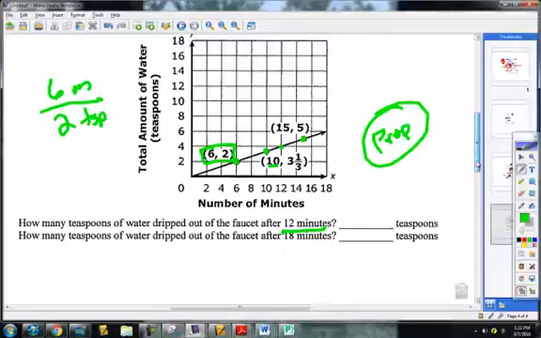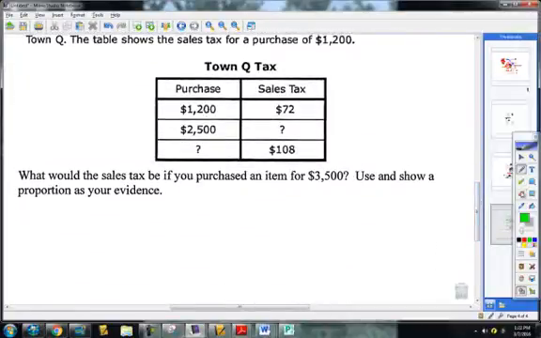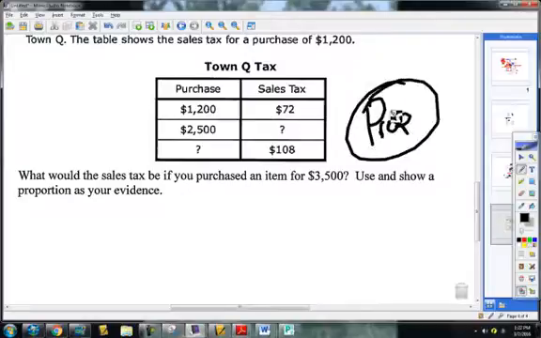But proportions, I always encourage people to use proportions. Down here, this is another one where I would definitely need proportions. This is a no doubt proportion question. It says the table shows the sales tax for the purchase of $1,200. So right here was your purchase amount. Then this is the tax that went on that $1,200. So right there, that's going to be your fake ratio.